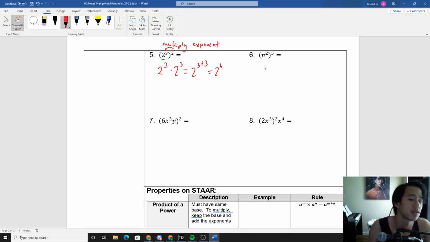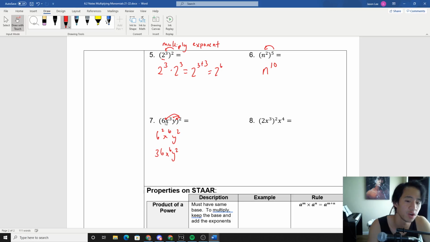Okay, so for number 6, again, you're just going to be multiplying the exponents here. So we'll have n to the 10th. And lastly, for number 7 and number 8 also, since we have more than one thing going on inside the parentheses, we're going to have to distribute the square on the outside to all 3 of these things. So we're going to have 6 squared, x to the 6, 3 times 2 is 6, and y squared.